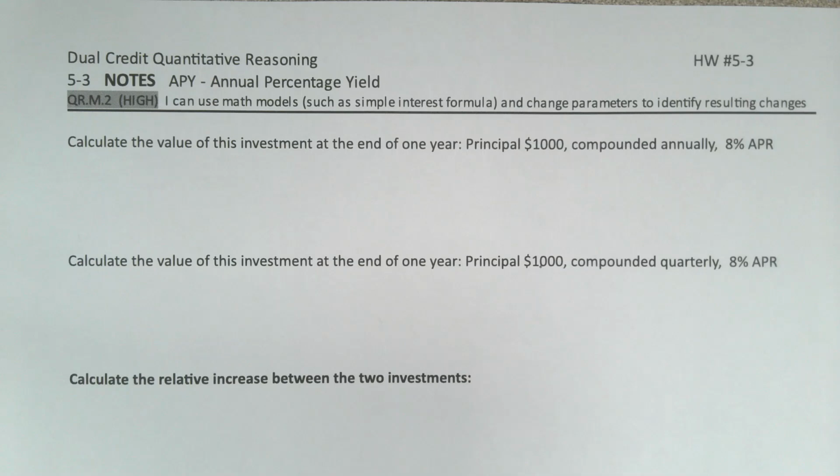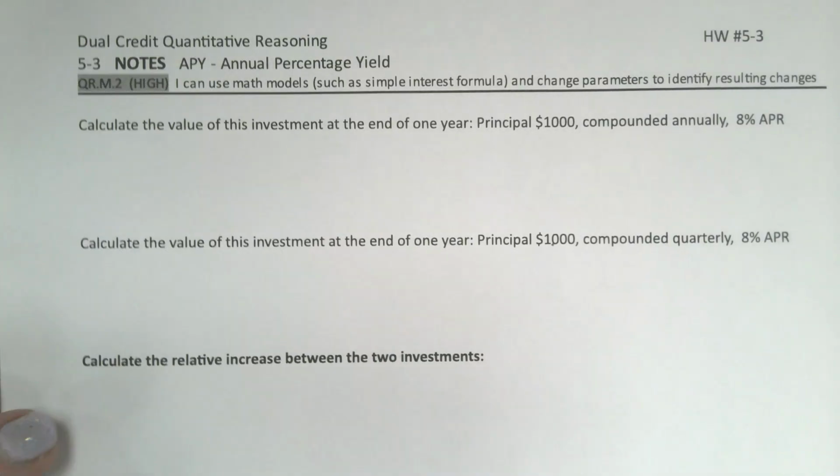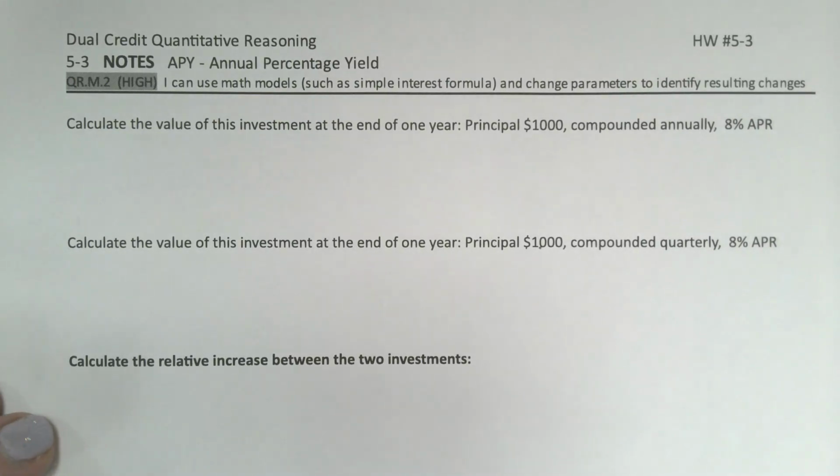Hey, welcome. Today we are going to learn about annual percentage yield. So when you look at a savings account, it'll show you what the APY, the annual percentage yield, is that you're going to earn on the account. The annual percentage yield is the effective rate that you earn over time when interest is compounded on interest.